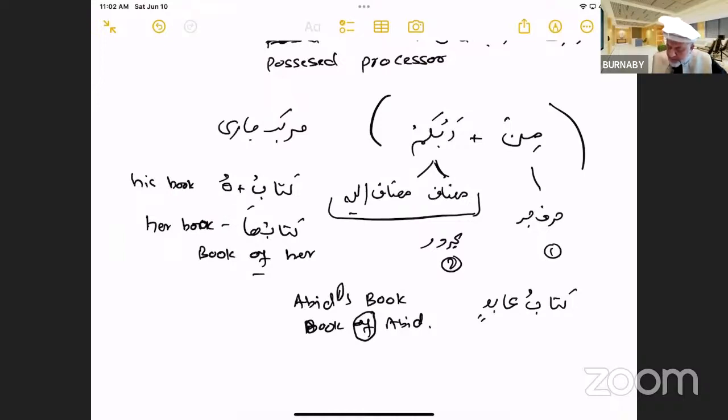But when you come with another pronoun, which is the attached pronoun like Rabbukum, then it becomes mudaf, mudafun alayh. This is murakkabe izafi. Yeah? Okay. So let's see if I can show you something else, and then we'll take a break.